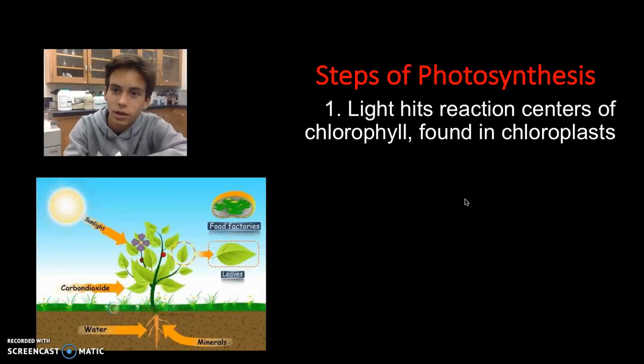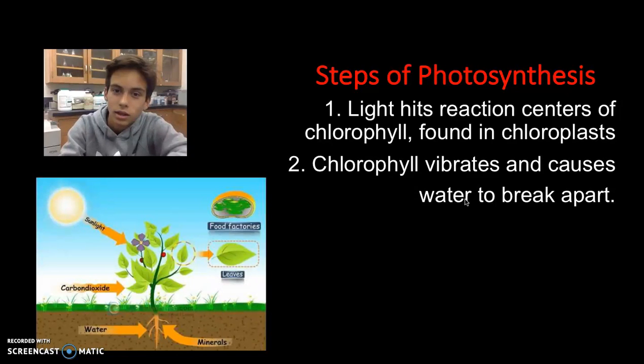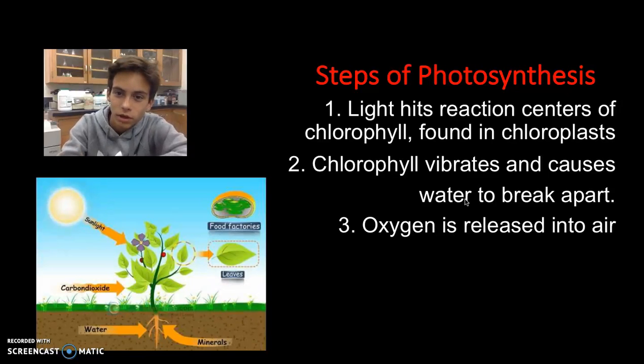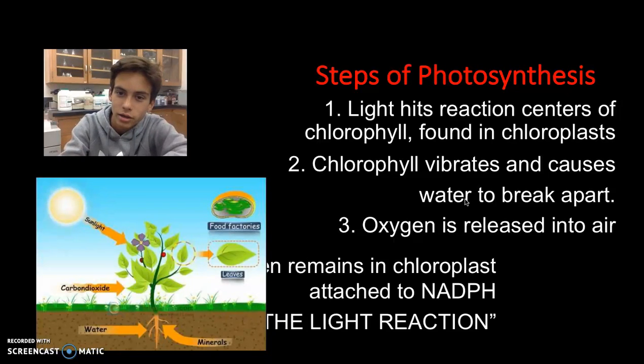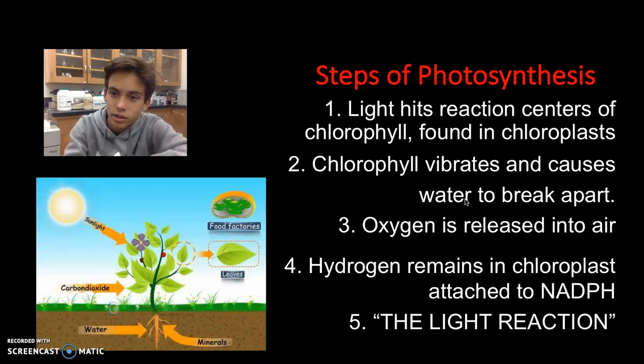1. Light hits reaction centers of chlorophyll found in chloroplasts. And then the chlorophyll vibrates and causes water to break apart. Then oxygen is released into the air. Hydrogen remains in the chloroplast attached to NADPH, and then the light reaction.